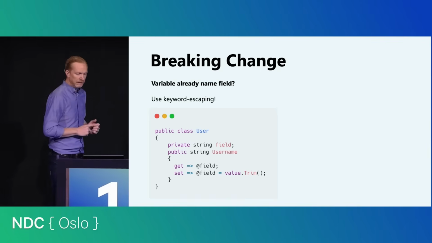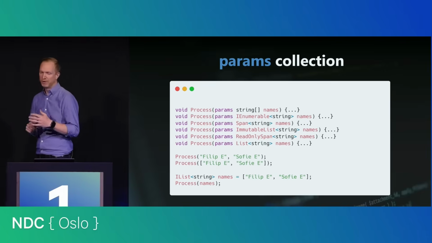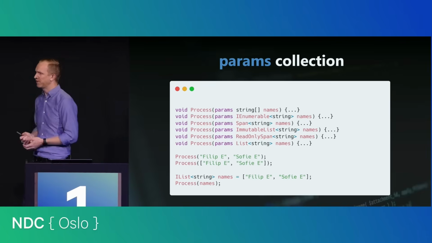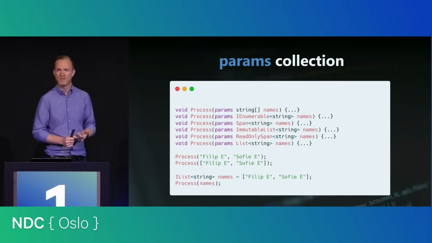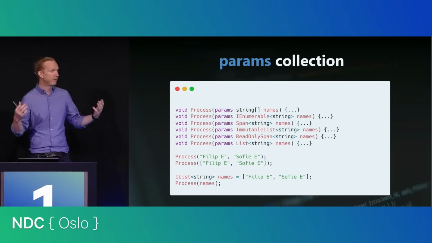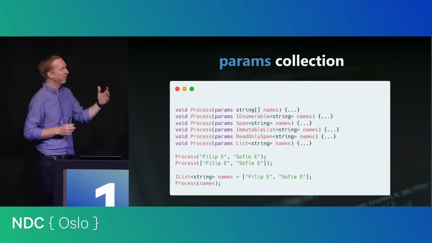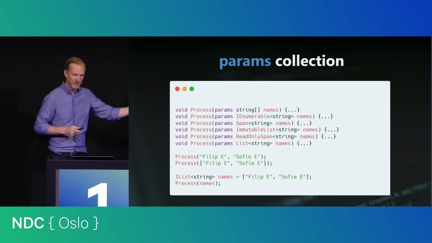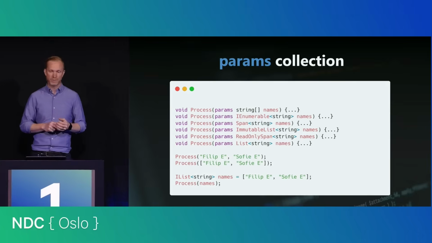Now, they're also going to introduce something called params collections, which builds on the collection expressions implementation in C#. It works with spans, read-only spans, arrays. It's going to avoid implicit conversions. The spans will take precedence over normal arrays. So it's quite a nice language feature, to be honest.